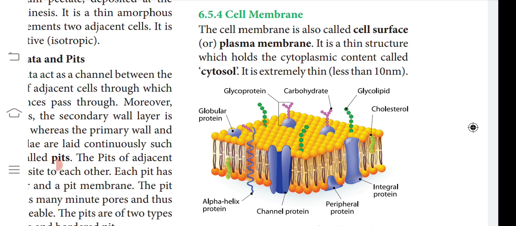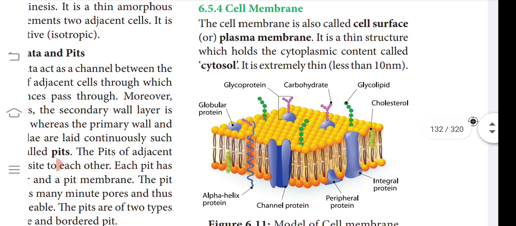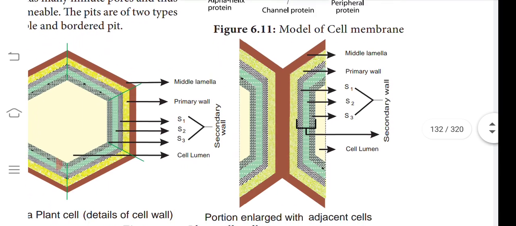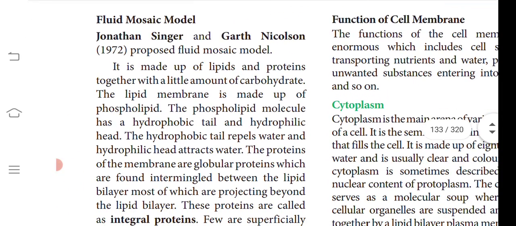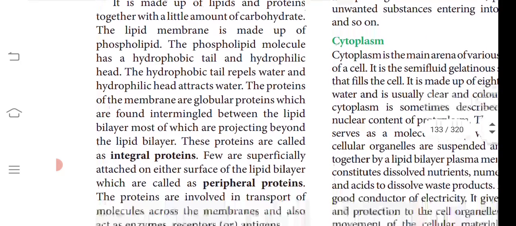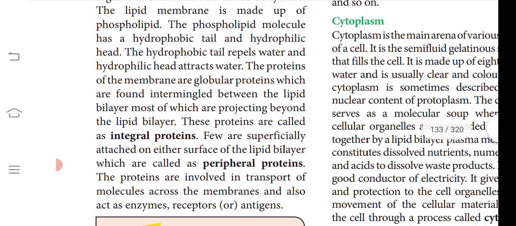The cell membrane is also called the cell surface or plasma membrane. It is a thin structure which holds the cytoplasmic content called the cytosol. It is extremely thin. That is what you are going to learn about the cell membrane. A model proposed is called the fluid mosaic model. It says that the plasma membrane is made up of lipids and protein, with a little amount of carbohydrate. The lipid membrane is made up of phospholipid.